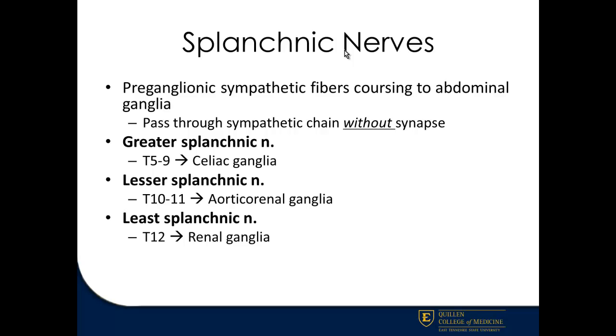The smallest is the least splanchnic nerve, receiving only fibers from T12. Again, not one that we'll likely be able to visualize, but know that contributing fibers are from T12, and that it will eventually synapse on the renal ganglia to send postganglionic sympathetic fibers to the abdominal viscera along vessels.